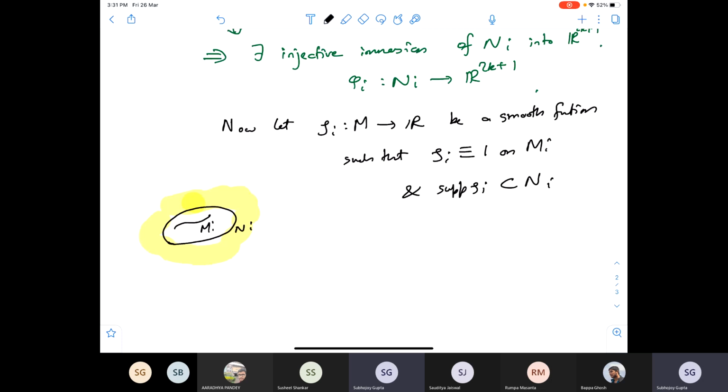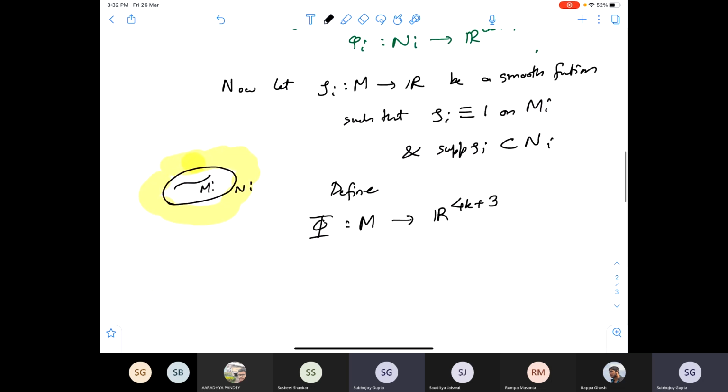And then, once you have this collection of smooth bump functions, you can define our injective immersion of M into R to the 4k plus 3. Right now we haven't gotten yet to 2k plus 1, but we just wanted some N, capital N, if you remember. So our capital N would be 4k plus 3, and we can define it as follows.